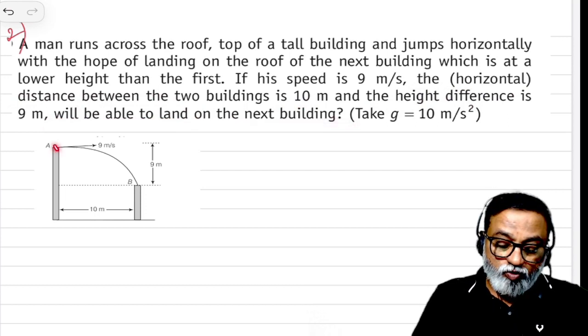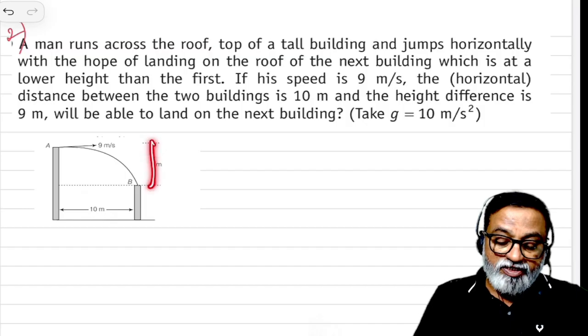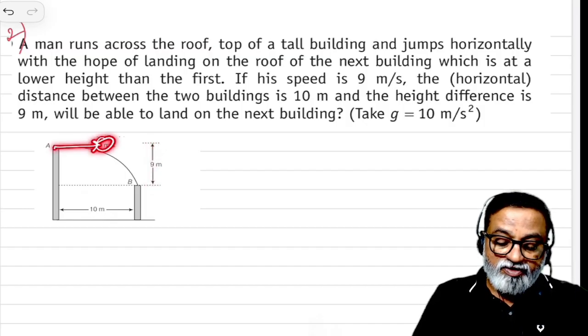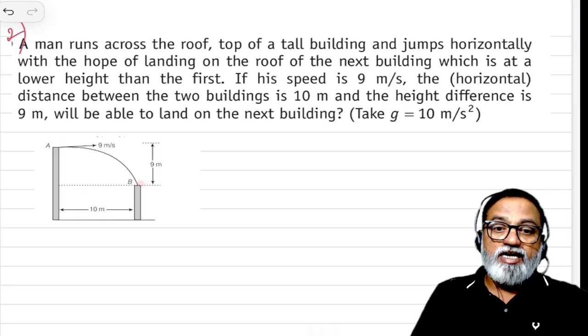See, here are the two buildings. This is the building lower than this one and the distance between the buildings is 10 meters. Height difference is 9 meters. See, from the first building he is jumping with horizontal velocity 9 meters per second. Will he be able to land on the second building?